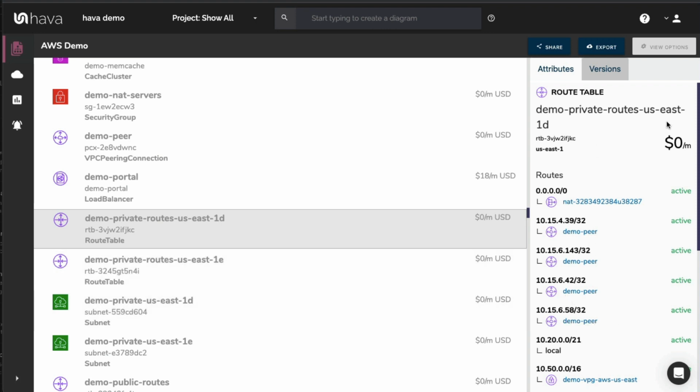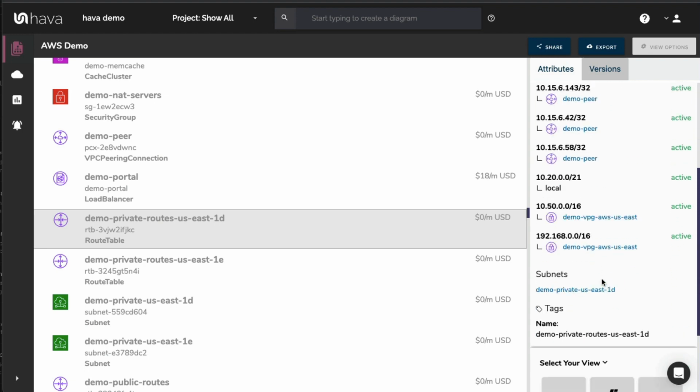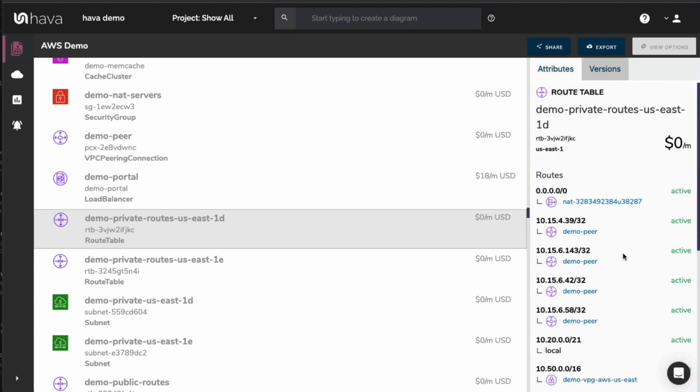So we have it. That's the attribute pane. It's a way of getting you all the information in one place without generating a completely cluttered and unreadable diagram.